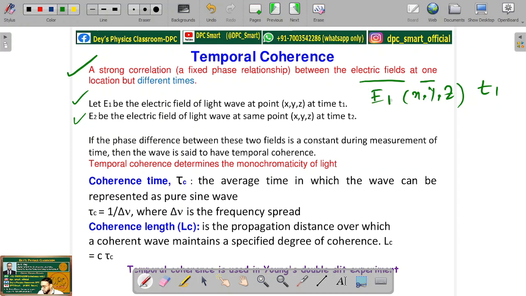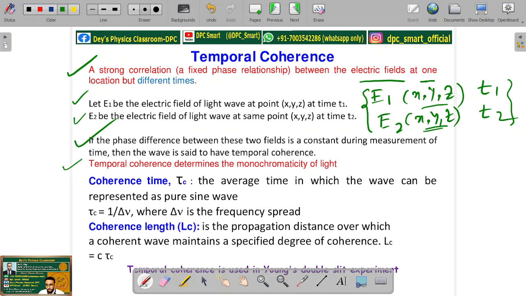Similarly, at the same position, according to the condition of temporal coherence, same position xyz, same coordinate, but at a different time t2, let another electric field be E2. Now, if there is a fixed phase relationship or a strong correlation between these two electric fields at different times but the same place or same location, then they are said to have temporal coherence. So, if the phase difference between these two electric fields is constant during the measurement time, then the waves are said to have temporal coherence. What does temporal coherence do? Temporal coherence determines the monochromaticity of light. Monochromatic means a single wavelength or single frequency. So it determines the monochromaticity of light.